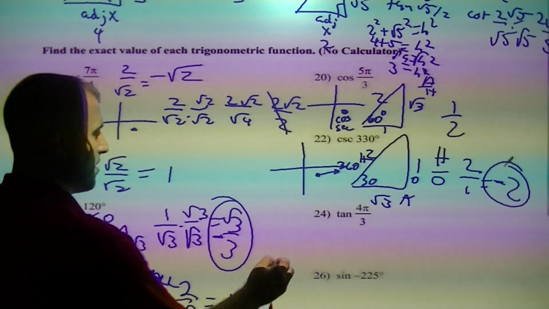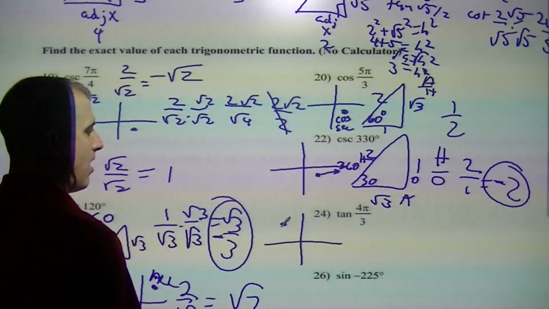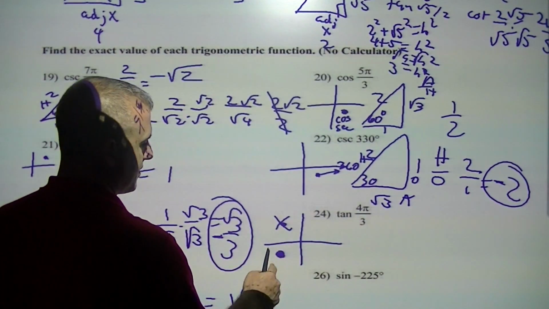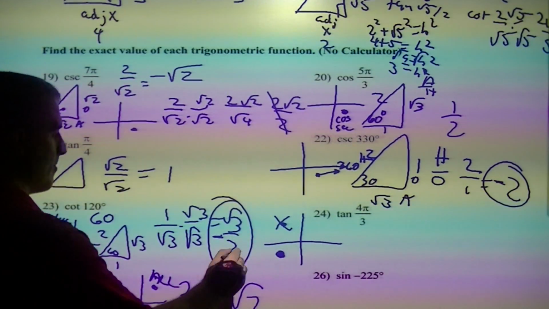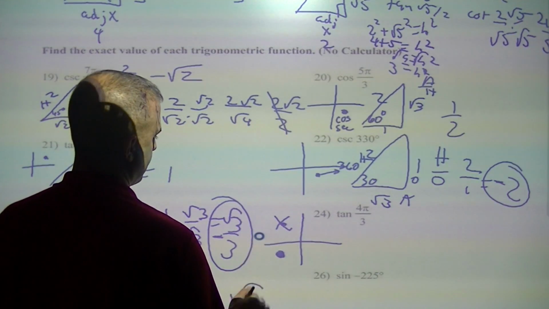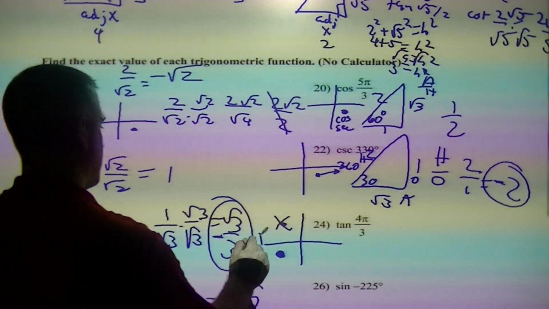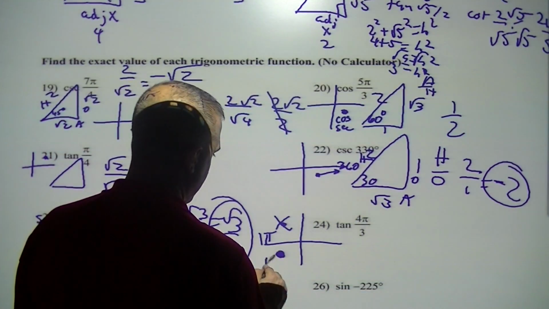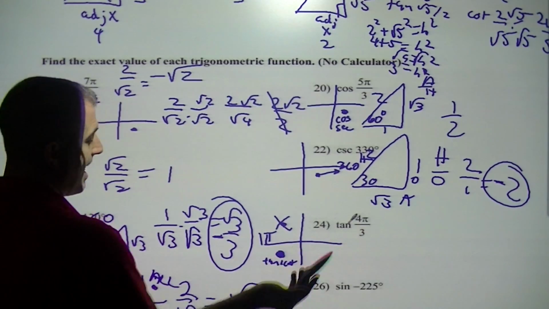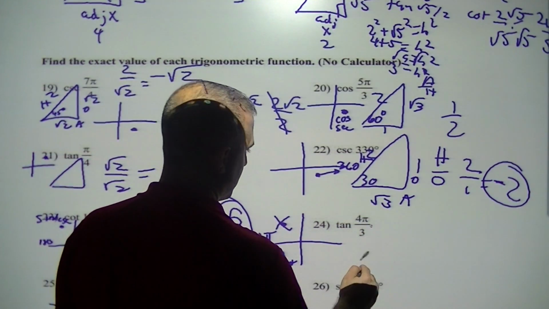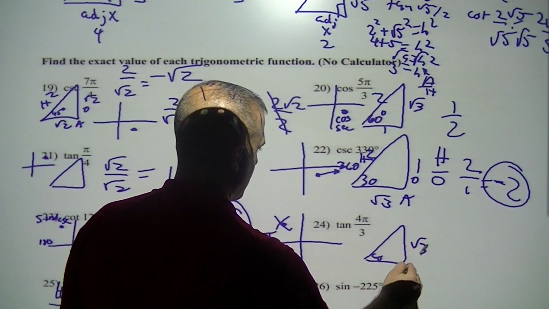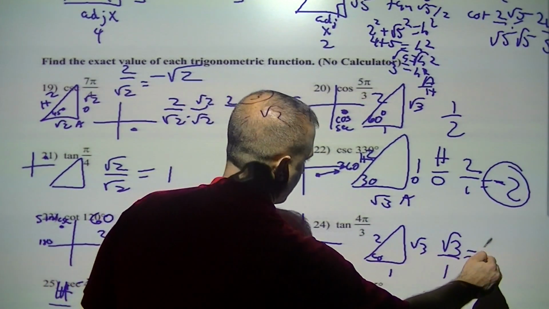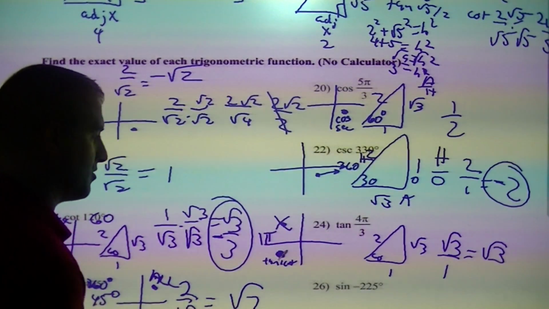Okay, 4 pi over 3. I know that that is going to be in this, sorry, that's not that quadrant. It's going to be in this quadrant, because 4/3 is slightly bigger than 1. Remember, this is 1 pi here. The only things positive there are tangent and cotangent, which is what we have, so it's going to be positive. This traces back to the 60-degree triangle, so square root of 3, 1 and 2. Tangent is square root of 3 over 1, which is just square root of 3, and since that is in that quadrant, it will be positive.